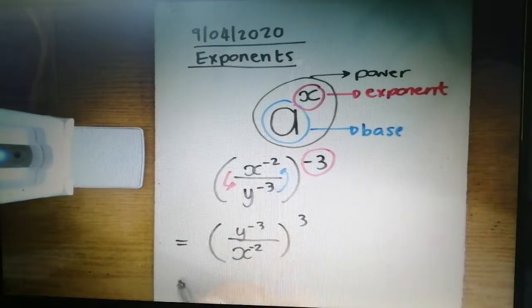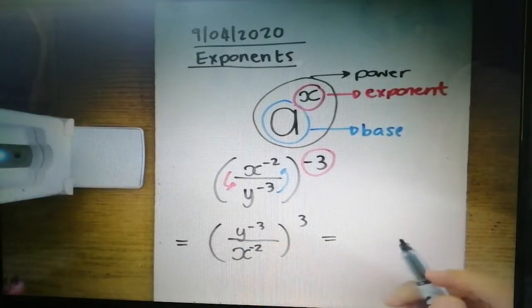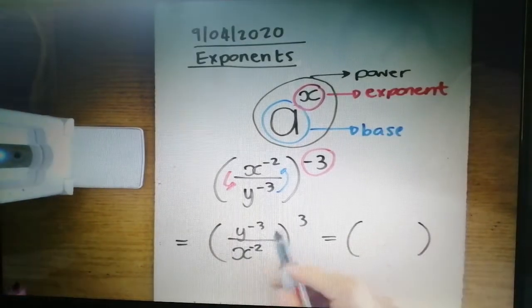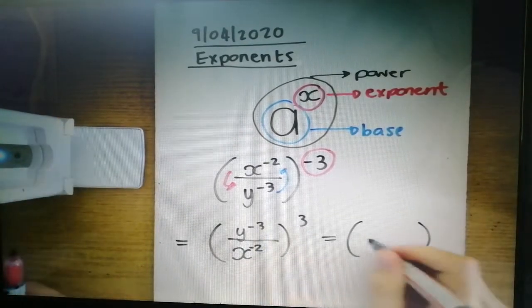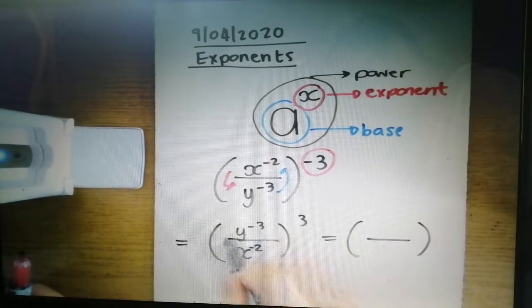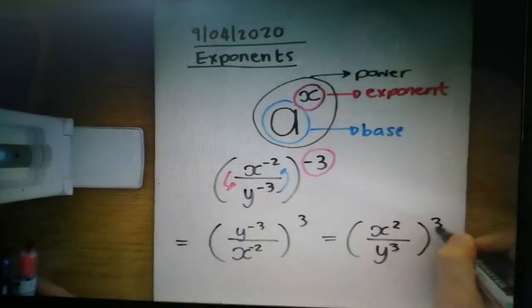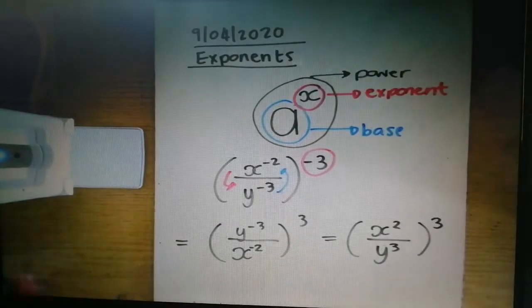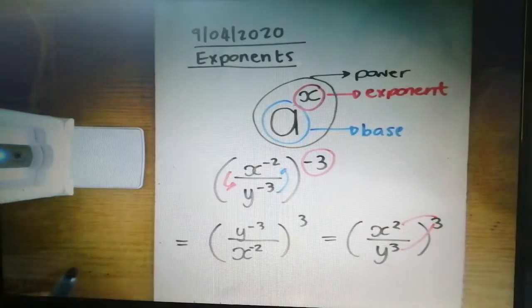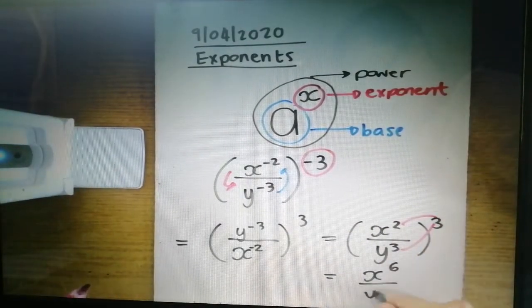So in order to make these positive, they'd have to do their own swap again, if this makes any sense. So then I would have to take this to the top and this to the bottom again to create this being positive, and the cube stays on the outside, which you would then distribute in. And I end up with x to the 6 over y to the 9.